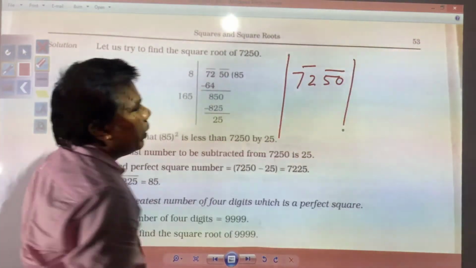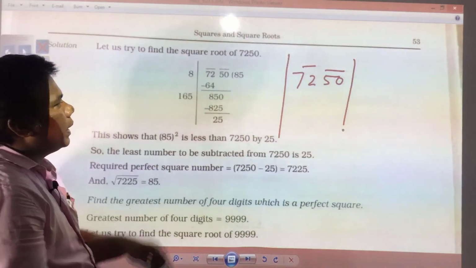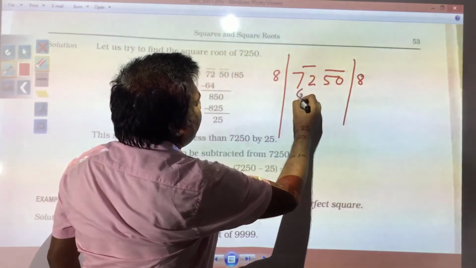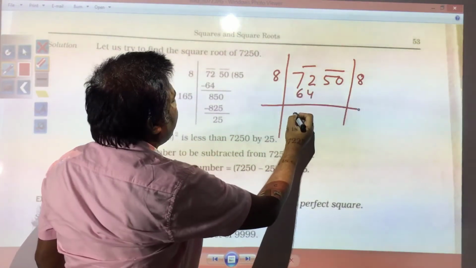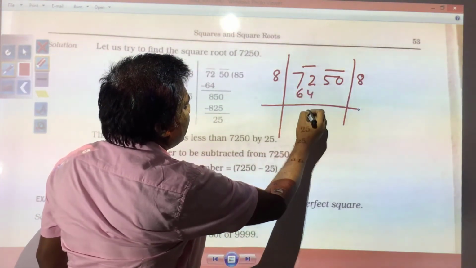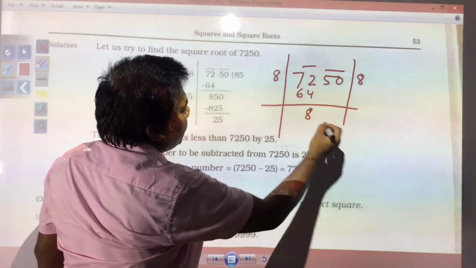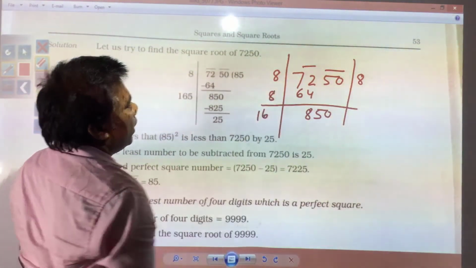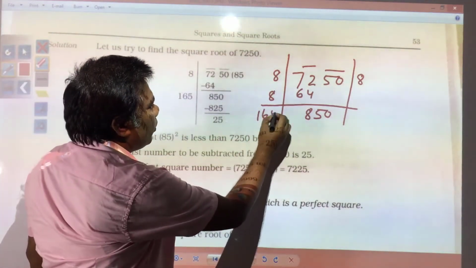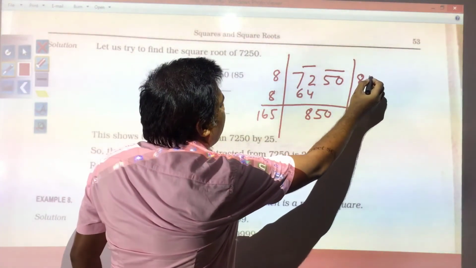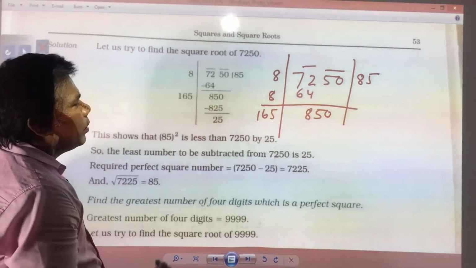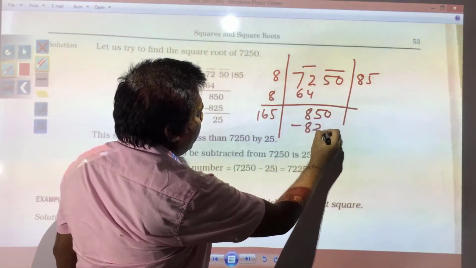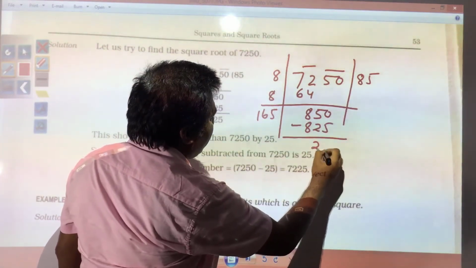Now, it is required to be divided. So, by 8 it has been divided. 8 times 8 is 64. Subtracting, 72 minus 64 is equal to 8. In the next period, 50 has been taken down. 8 and 8 make 16. Now, 5 times it will go. If you take 5 times, it will go and you will get 825. The remainder is 25.